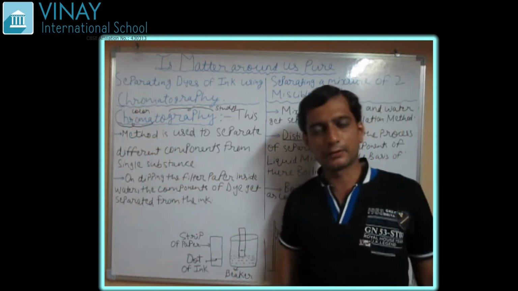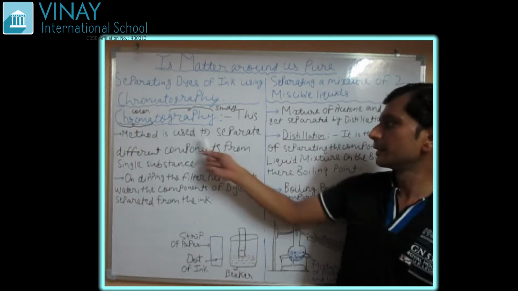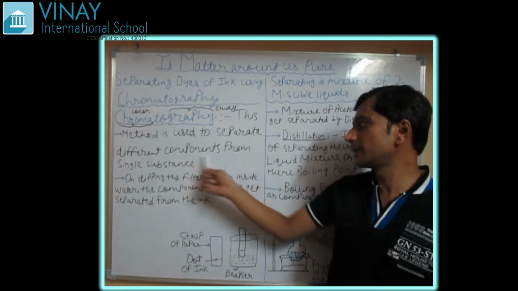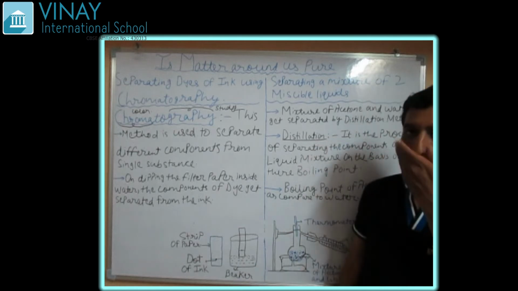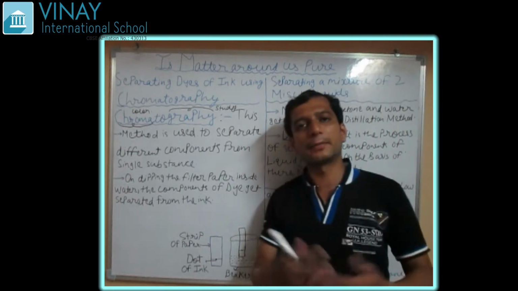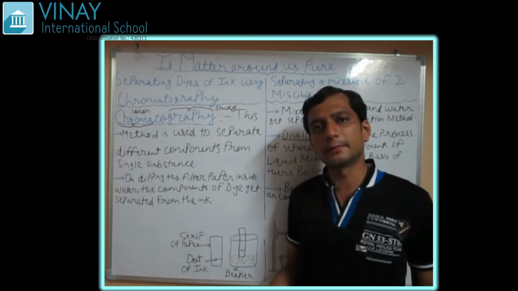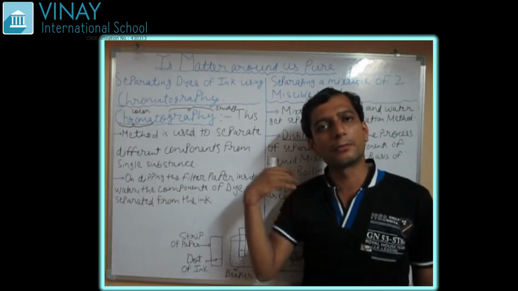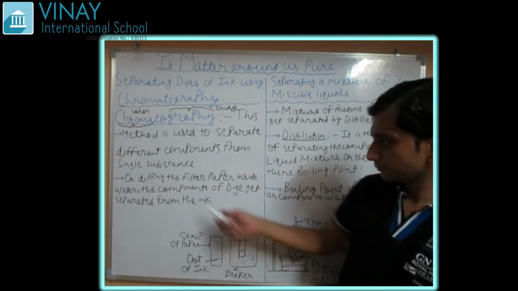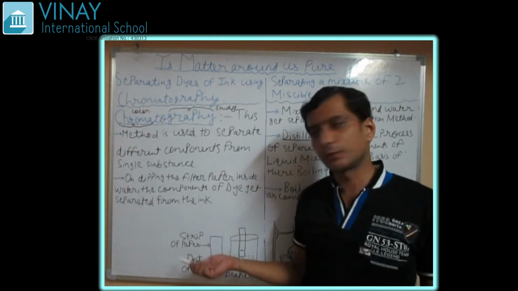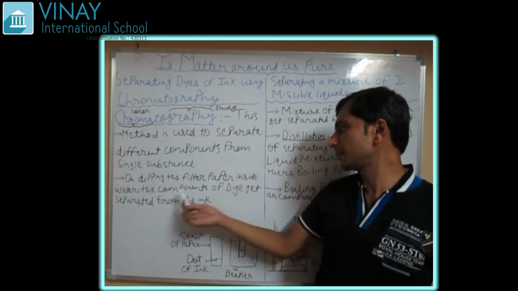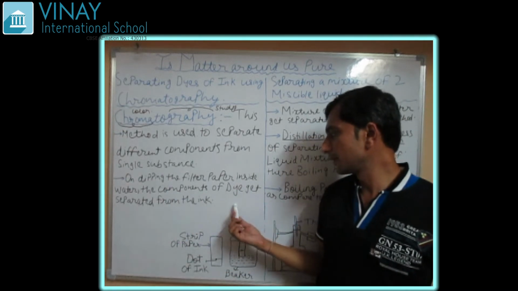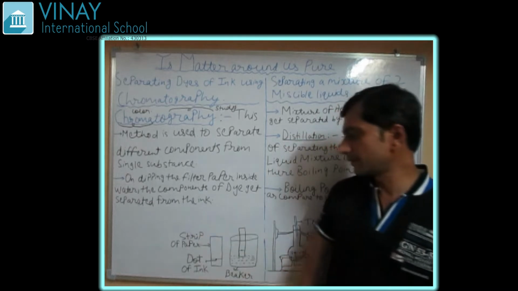About this term I was telling you, the main definition is that we are separating different components from a single substance. We have a single substance that might be ink, dye, anything. We can separate it into its various components. Okay? So let's see how we are doing it. On dipping the filter paper inside water, the components of dye get separated from it.